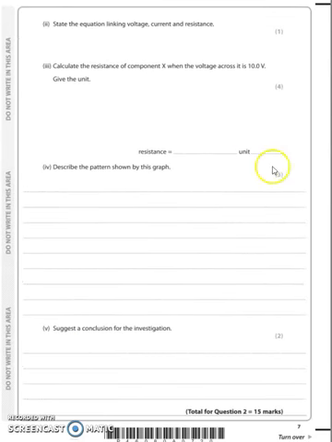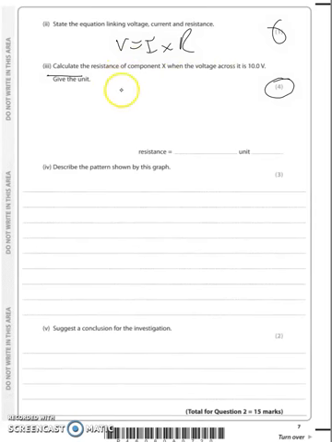The next thing is to state the equation linking voltage, current and resistance. That's very easy. V equals I times R, for 1 mark. Calculate, so we've got to show our calculations, and it's a 4-mark question, so there's lots on offer here. Calculate the resistance of the component, so the first mark would be for rearranging correctly, of course. The voltage is 10, and calculate the resistance of component X when the voltage is 10.